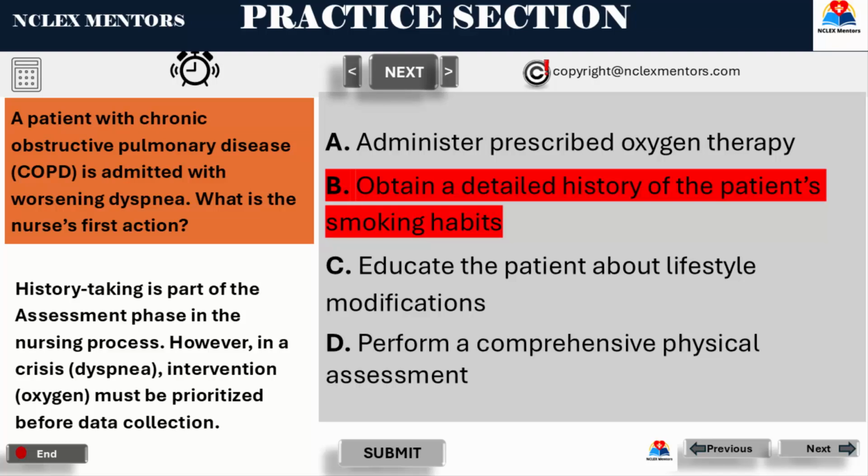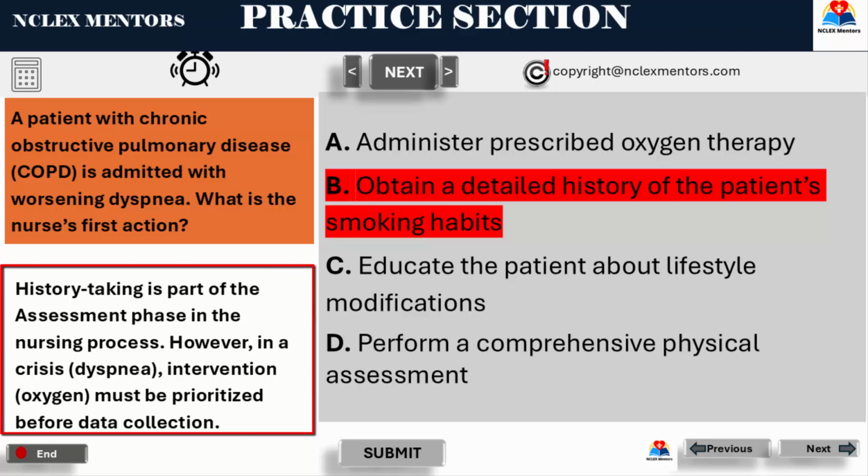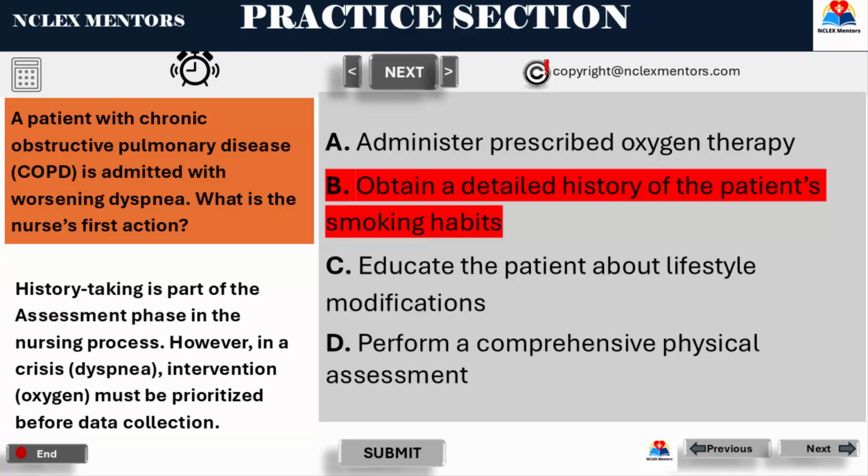Option B, obtain a detailed history of the patient's smoking habits. This is an important task, but it's part of assessment, which is typically the first step in the evaluation process. However, in an emergency situation like this one, intervention, oxygen therapy, must come before gathering a detailed history. Data collection is secondary when the patient's breathing is compromised and immediate action is needed.